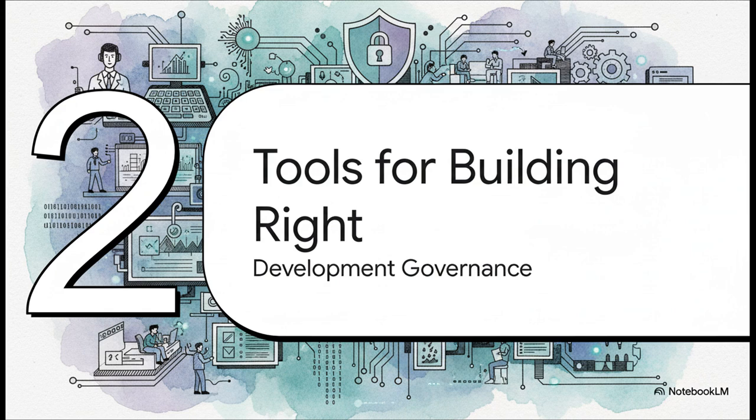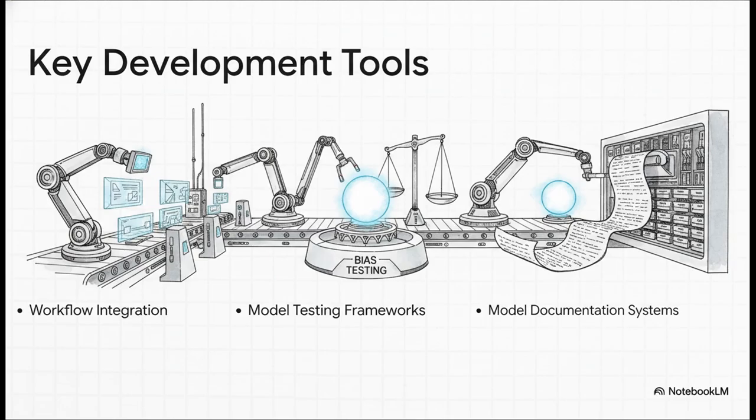Well, the first big pillar is about embedding governance right into the AI development process from the get-go. This isn't about tacking on some bureaucracy at the end. It's about building responsibility in from the very first line of code. This really boils down to 3 essential types of tools. First, you've got to integrate governance checks right into your automated workflows, so they're not some optional steps someone can skip. Second, using standardized frameworks to systematically test for things like performance and bias. And third, and this is a big one, implementing really solid systems for documenting every single model's lifecycle.